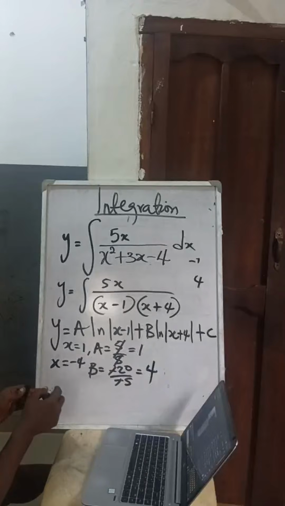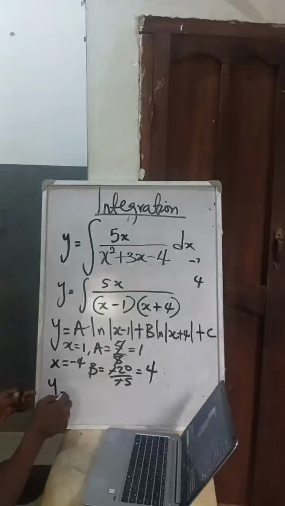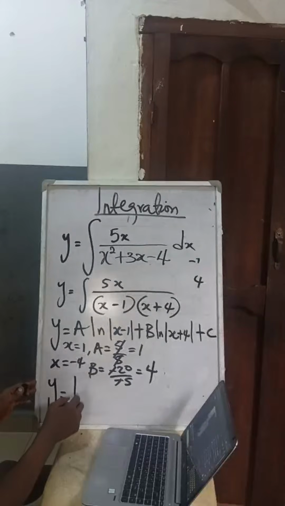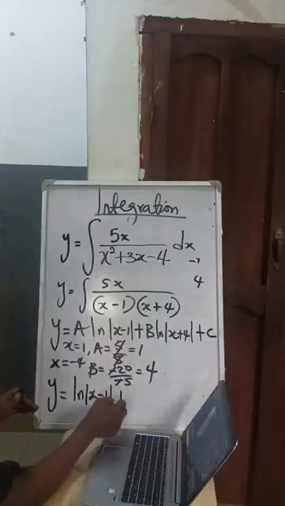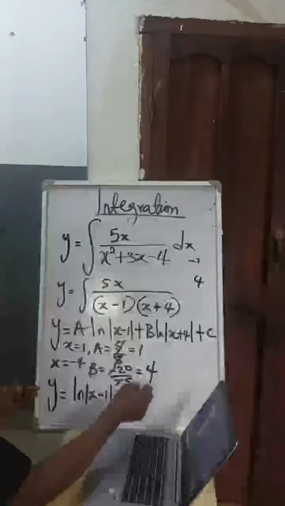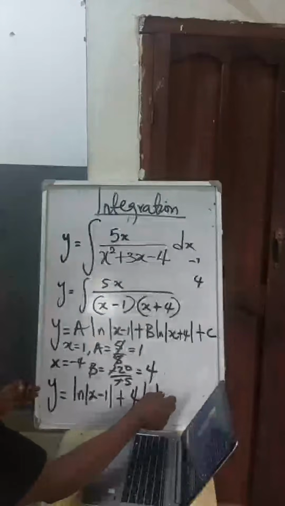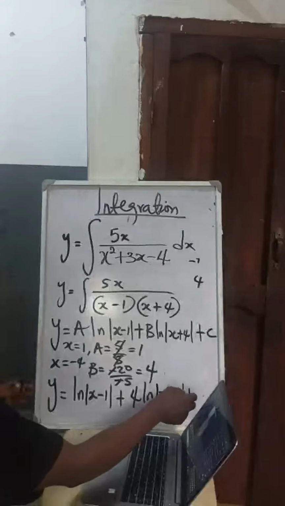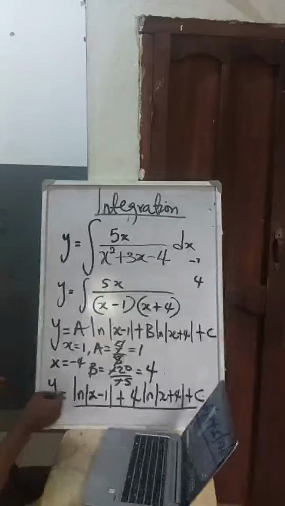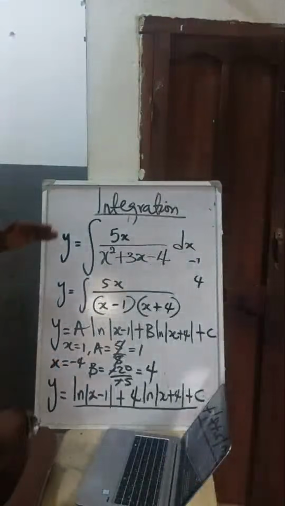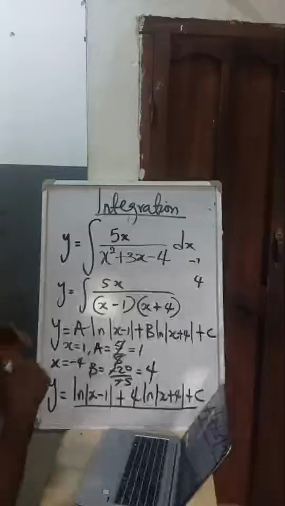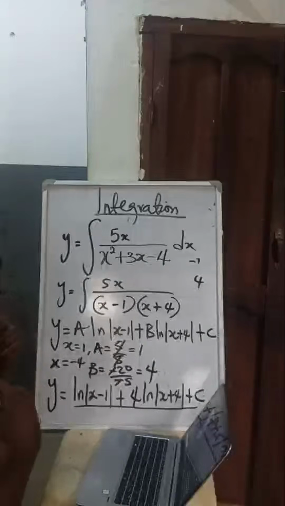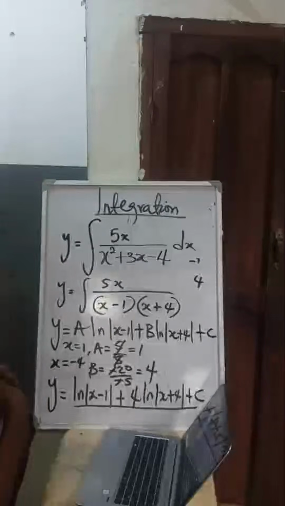Now watch this. We now say y therefore is equal to, what is A? 1. So you have ln(x - 1), you put 1 at the back, plus what is B? 4. 4 ln(x + 4) plus c. That is a beautiful answer to this question. I know you love it. This is very short, the shortest ever in integration by partial fraction. You can go back to your notebook, try it.